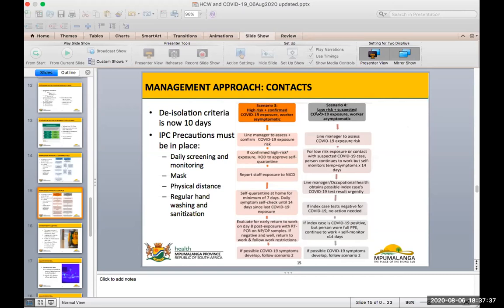In scenario 4, it's almost the same as scenario 3, but in this case, you are a low-risk contact. Remember, we defined what is a high risk and a low risk. In this case, you will be allowed to go to work. You're supposed to come to work for 14 days, and during those 14 days, you still monitor symptoms and follow IPC precautions. Should you develop any symptoms, then you are eligible for testing.